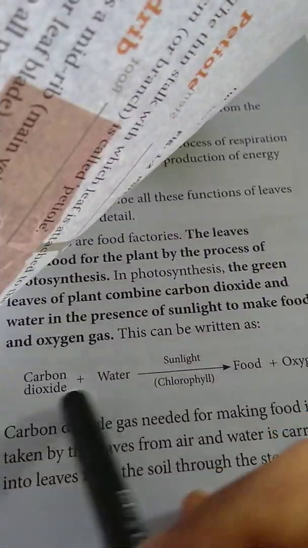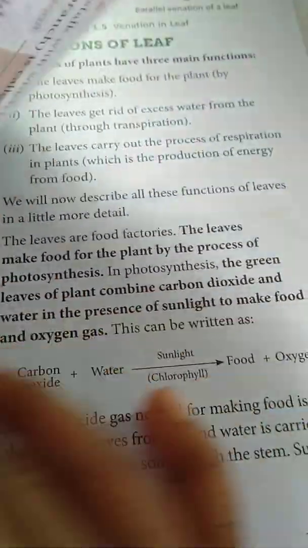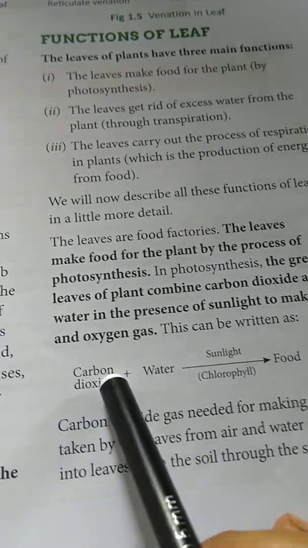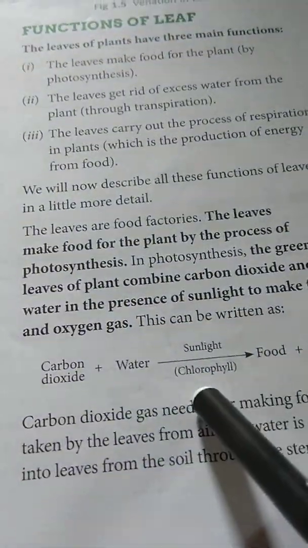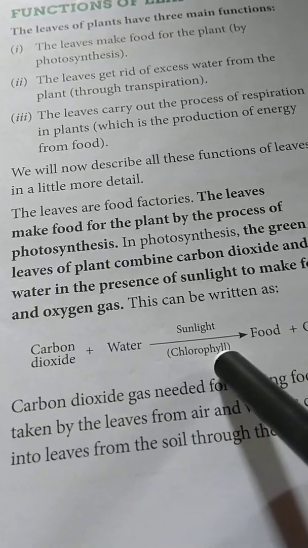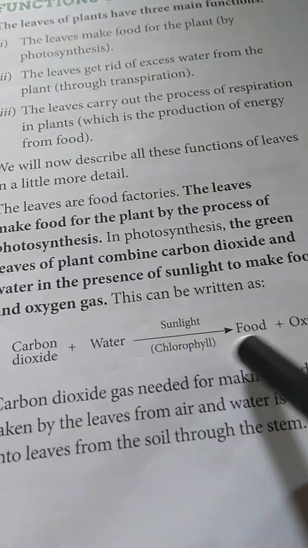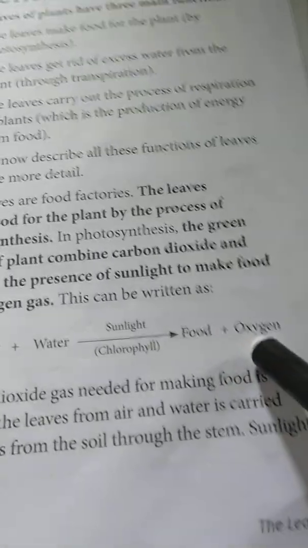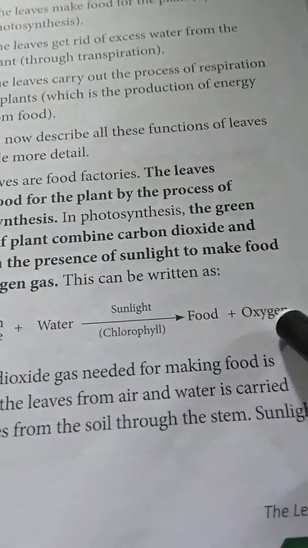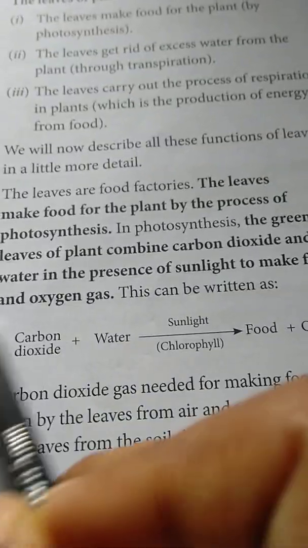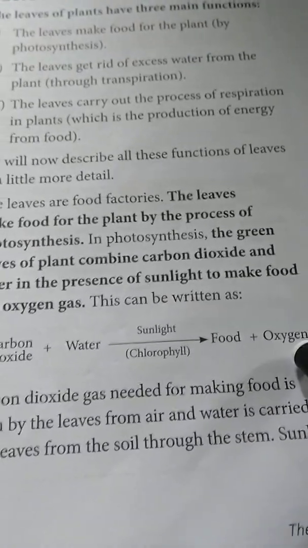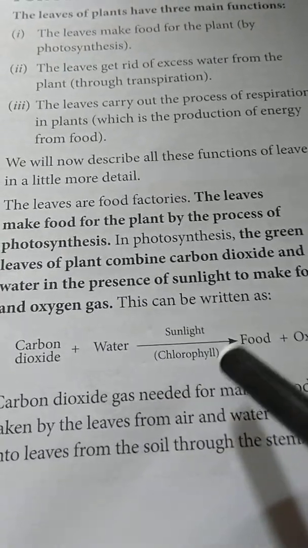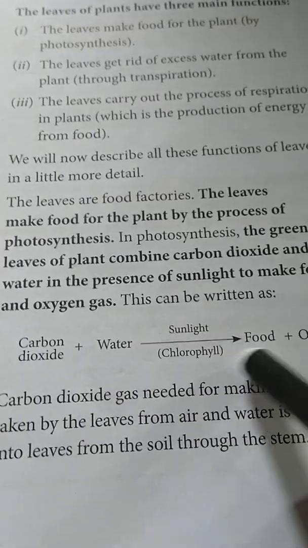The word form is like a chemical reaction. Carbon dioxide plus water, with sunlight, and chlorophyll working here as a catalyst. Food and oxygen are both new products. So in the process of photosynthesis, two new products are formed, food and oxygen. Here sunlight and chlorophyll are working as catalysts.